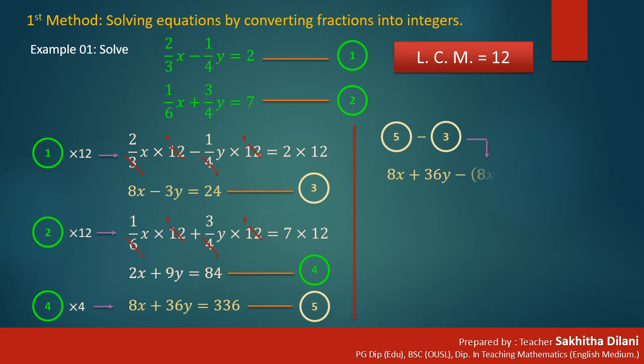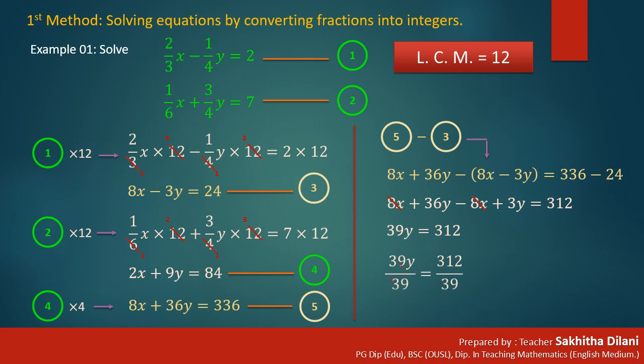There you have to place brackets when subtracting. Then remove the brackets by multiplying by the negative sign. That is negative 8x, negative into negative positive, so positive 3y. You can see that 8x gets cancelled. Now simplify the like terms. 36y plus 3y, that is 39y equals 312. To find the value of y, you have to divide both sides by 39. Then the value of y is 8.